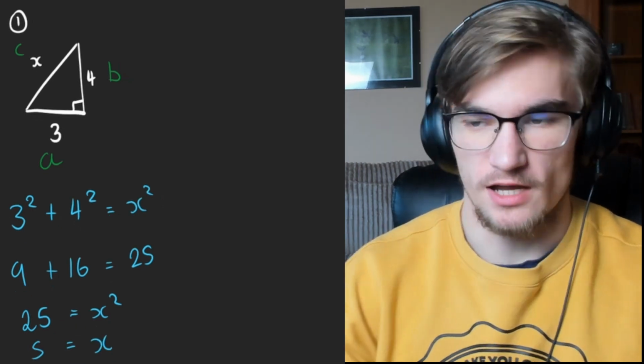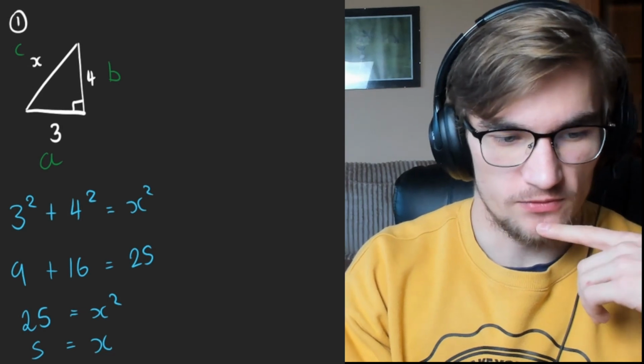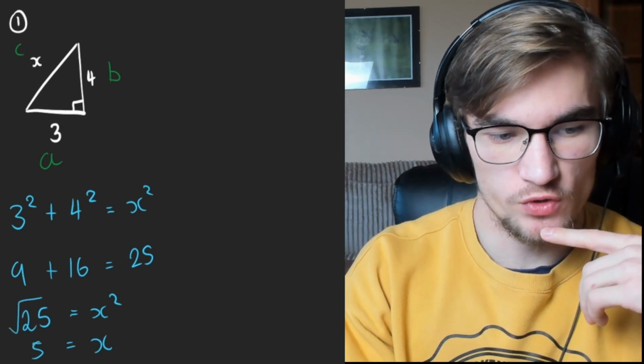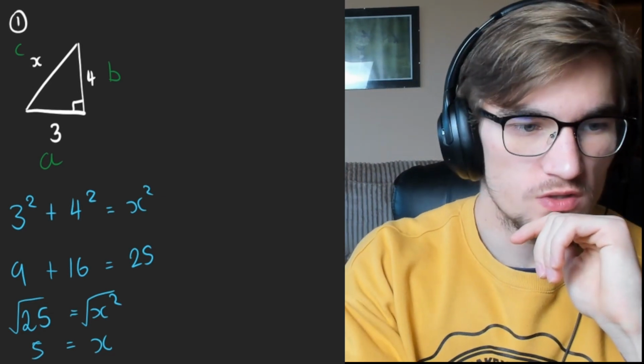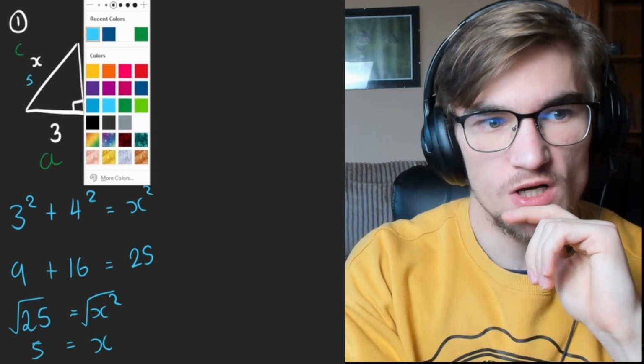Whoops, you can't see it. Okay, here we go. So x must be 5, because we're just square rooting both of these to get rid of the squared and get x by itself. So this must be 5. Let me give you another example.